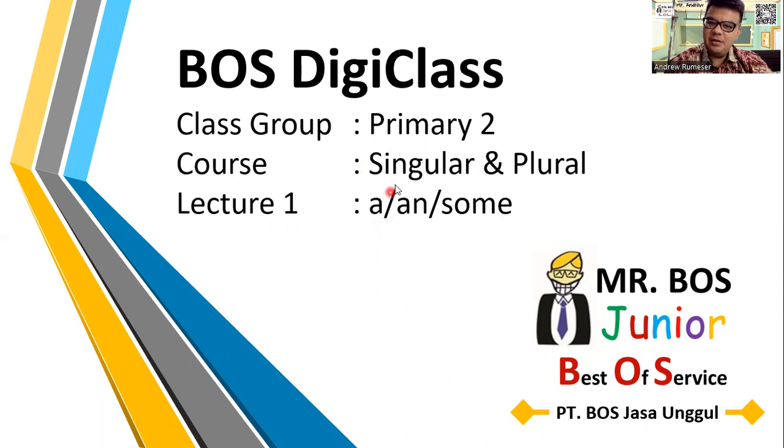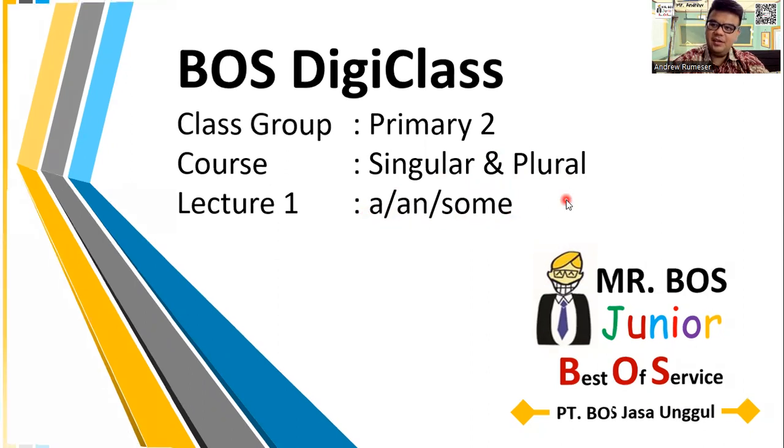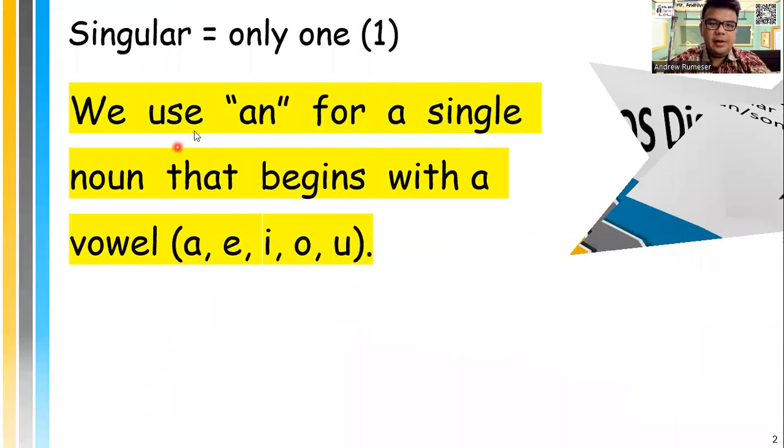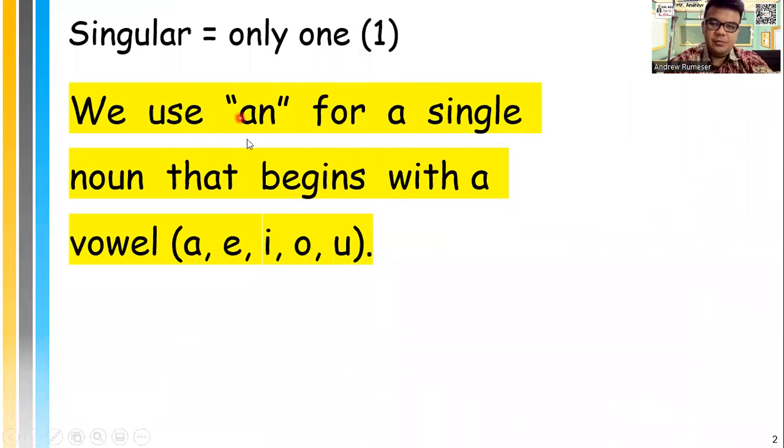Today we will learn about singular and plural nouns with a, an, and some. Let's start. So when do we use an? We use an for a single noun that begins with a vowel.